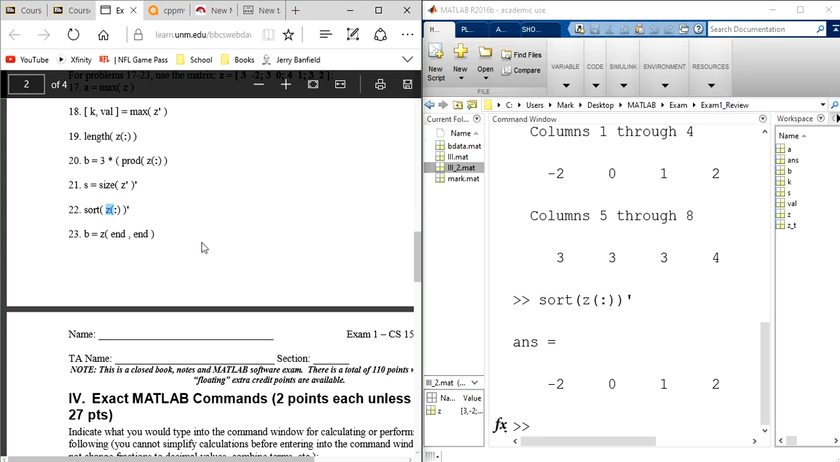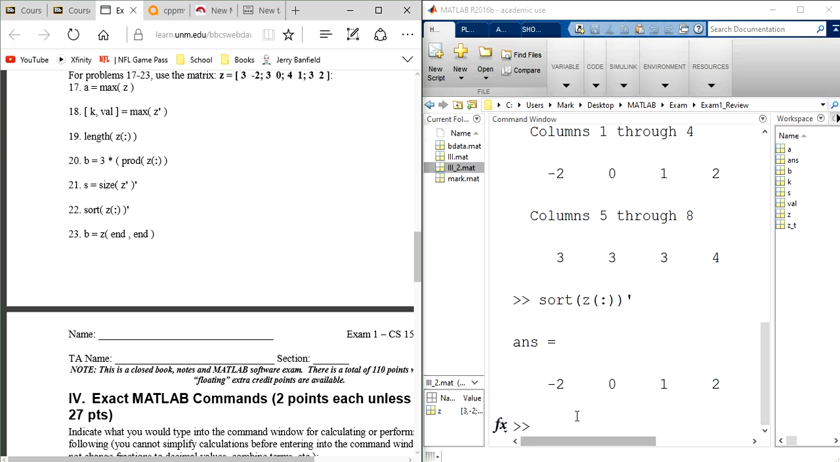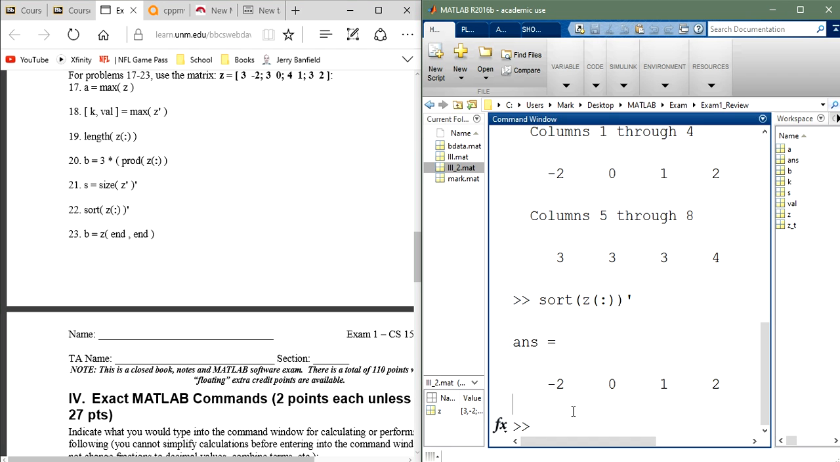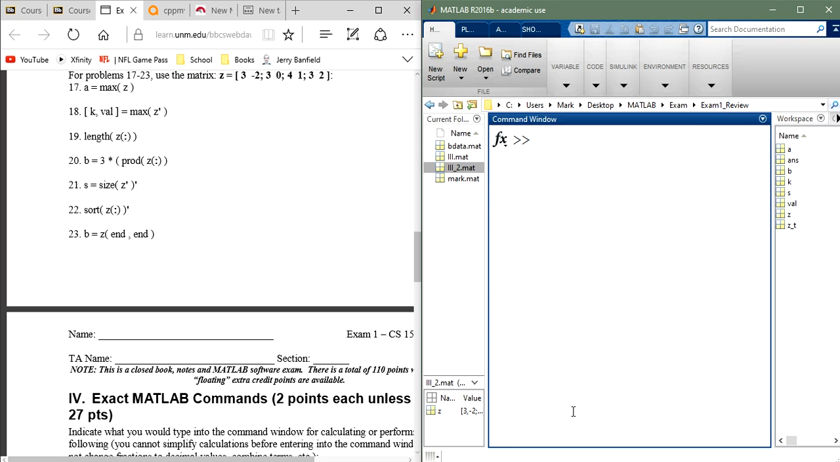Let's do B is equal to Z of end, comma, end. Okay, so what we need to know here is how to pull out from the matrix. It's going to be your rows first, then your columns. And I would also write this on the top of your guys' papers. This is going to save you.